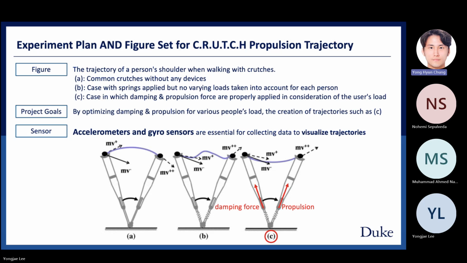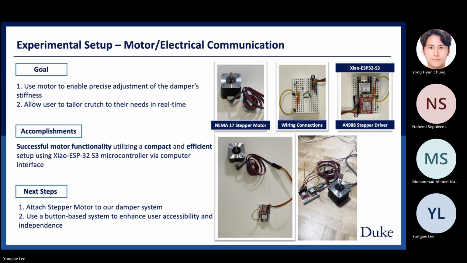The second experiment compares the shoulder's trajectory across different designs. With optimized damping and propulsion, our design achieves smoother and more natural motion, as seen in trajectory C. This highlights the potential ergonomic benefits of our crutch system.